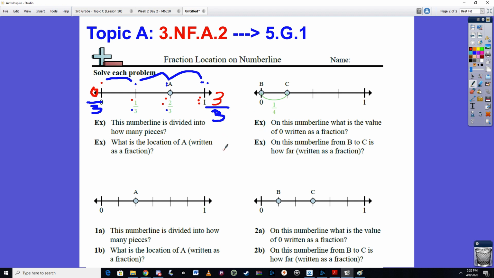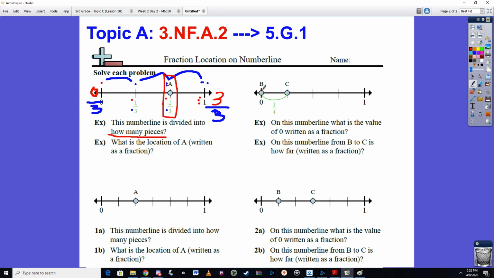That's how it works. So the first question says, this number line is divided into how many pieces? Well, 1, 2, 3 pieces. Next, what is the location of A written as a fraction? Okay, here's A. As a fraction, this is 2/3. That's how that works.